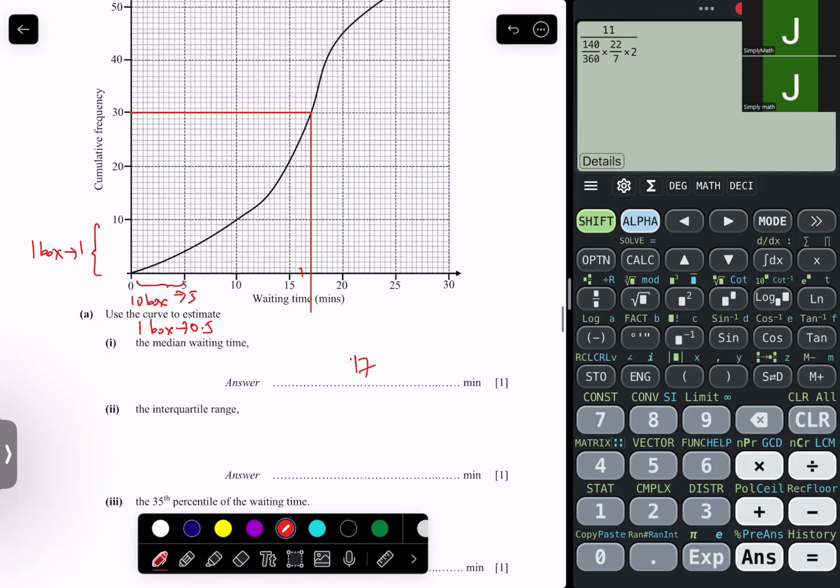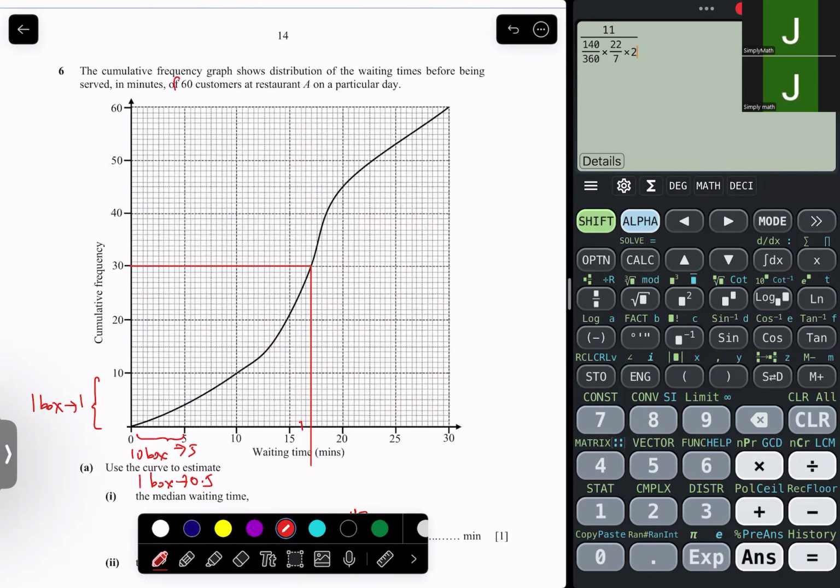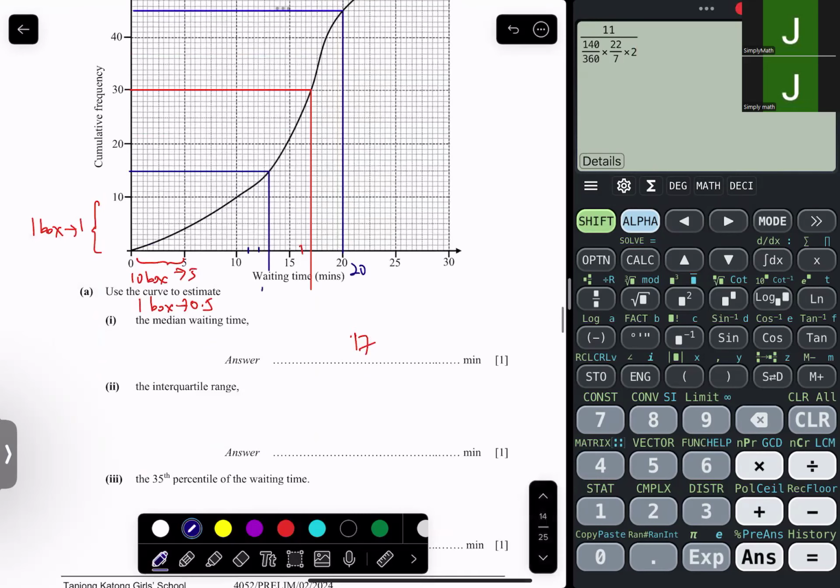Okay, the interquartile range, of 60. So interquartile is 75% versus 25%. That will be the 45th customer versus the 15th customer. So 45 will be here, which is 20 minutes, versus 15, which is over here. This is 11, 12, 13. So the interquartile range is upper minus lower, 20 minus 13, which equals 7.